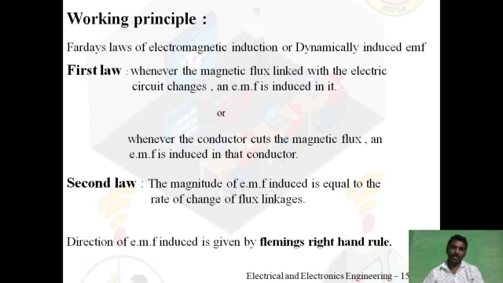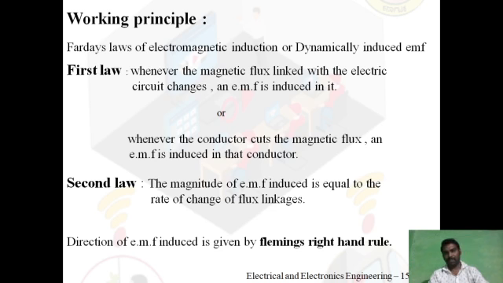So as usual, we have discussed Faraday's laws. The DC generator works on the principle of Faraday's laws of electromagnetic induction, which is also called dynamically induced EMF. That means there will be a relative motion between the magnetic field and the conductor. As we know, for the first law, whenever the magnetic flux linked with the electrical circuit changes, an EMF is induced in it. Whenever the flux gets changed, EMF is induced. Or in other words, whenever the conductor cuts the flux, EMF is induced in the conductor.